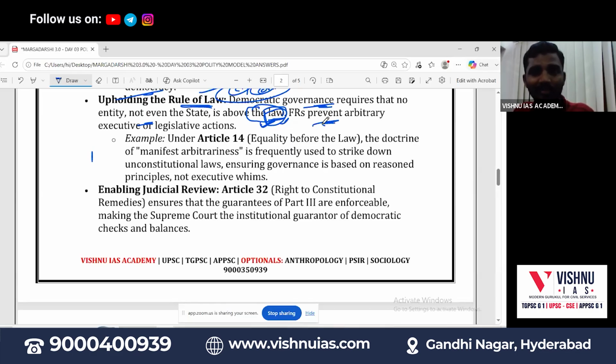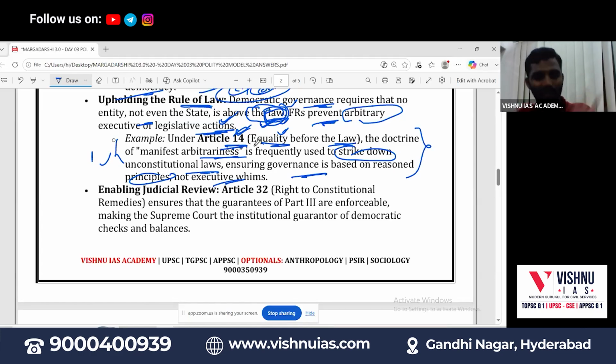So that's the idea. Fundamental rights will prevent what? Arbitrary executive actions and arbitrary legal actions. Only law should prevail, not anybody's personal interest. That is ensured by the fundamental rights. For example, Article 14, equality before the law. The test of manifest arbitrariness is frequently used to strike down unconstitutional laws. So simply, Article 14 is used to strike down different laws on the pretext that equality is violated. Ensuring governance is based on reasonable principles. You need not write all these things, just simply put Article 14. That's enough. So rule of law is possible only with fundamental rights. Example is Article 14, because everybody is equal under the law.